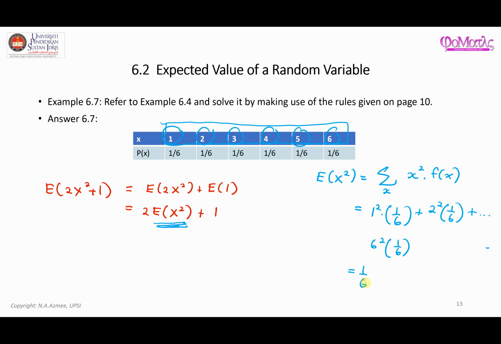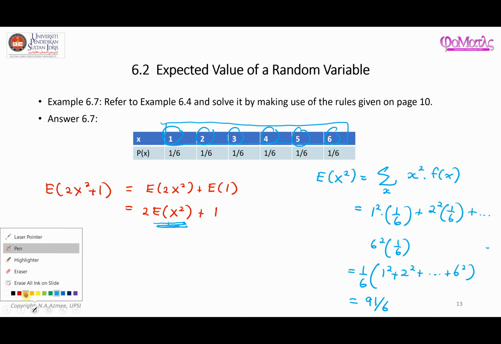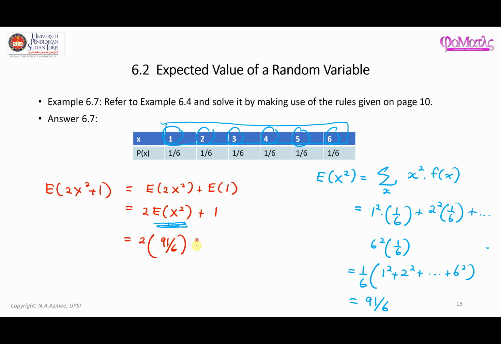And this is just 1 over 6 times (1 squared plus 2 squared plus dot dot dot, and 6 squared). And the result here is, well, if you punch in the values into your calculator, you will see that the result is going to be 91 over 6. So we're going to use the result here and plug it into this part over here, okay? So here we will have 91 over 6 plus 1, and you will get the result is 94 over 3.